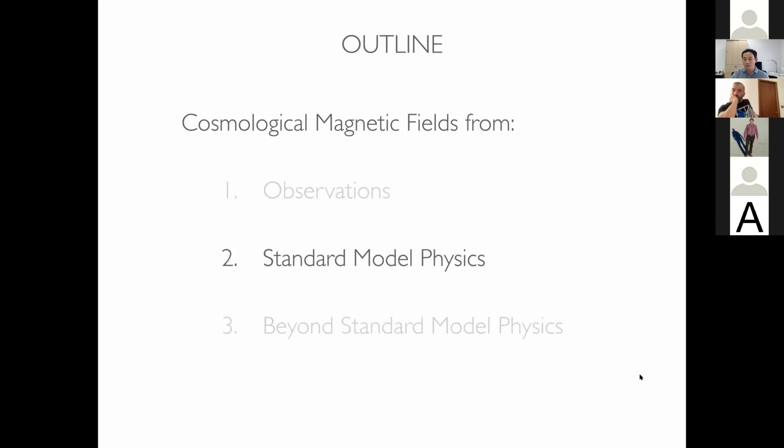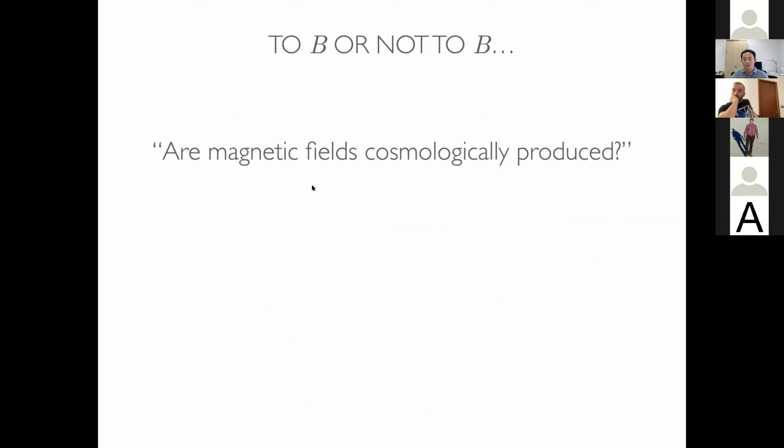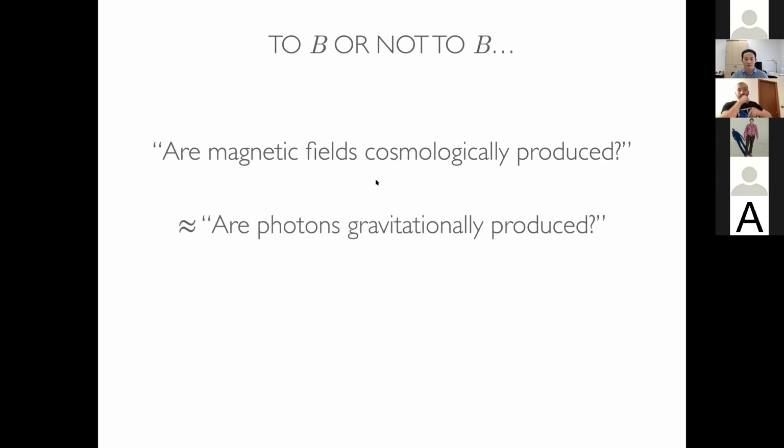So now I'm going to switch gears and go to the theoretical side of the problem and discuss whether it is possible at all to produce these cosmological magnetic fields. And I will start by discussing standard model possibilities. So our question is, can magnetic fields be produced cosmologically? Well, a magnetic field is basically a collection of a large number of photons. And what does cosmologically mean? Cosmology basically provides us with a non-trivial gravitational background. So this question can be translated into the question of whether photons can be gravitationally produced.